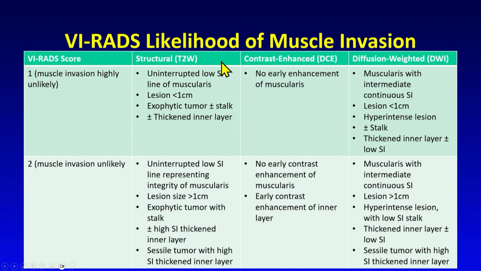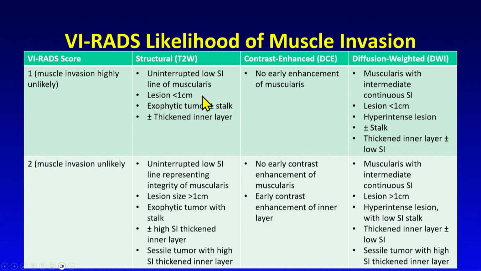The things we look for are on MRI. We look at the structural features on the T2 weighted, we look at DCE, and we also look at DWI. It's a busy table, but I'll just highlight several things. So that low signal intensity line for the muscularis is very important, and that's why we really like to look at that on the T2. So if you see an uninterrupted low signal intensity line of the muscularis, you're pretty good. You're probably in that VI-RADS 1 and 2 range.